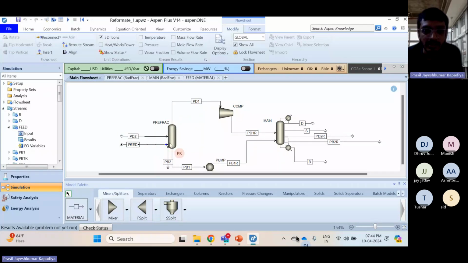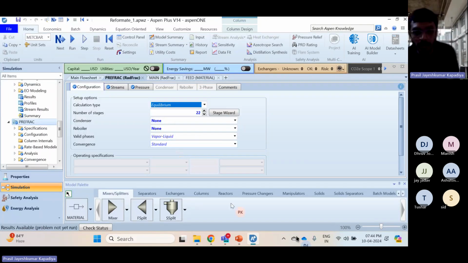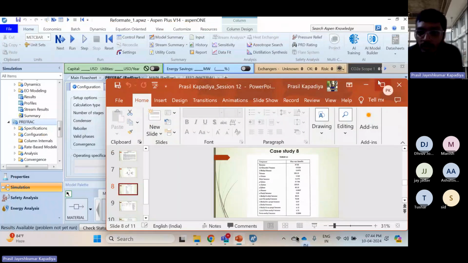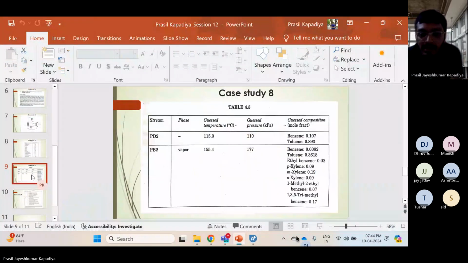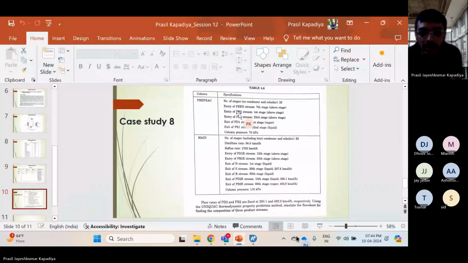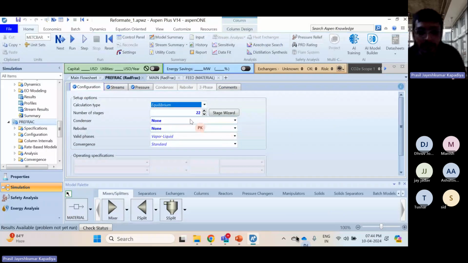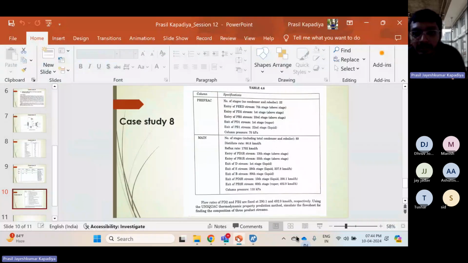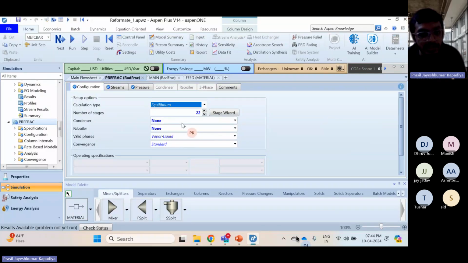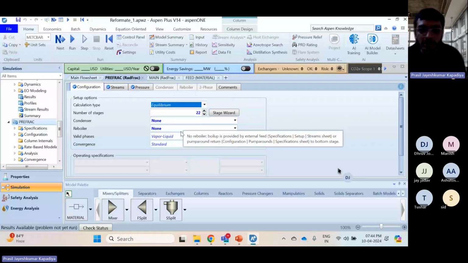Yes, sir. Then we gave our input to this RadFrac column. So we will go to the inputs of the RadFrac column. It says that the prefrac column has 22 number of stages. So we have given 22 number of stages. You can see it here. Then no condenser and reboiler, so we have given condenser as none and reboiler as none. Okay, so this is clear.